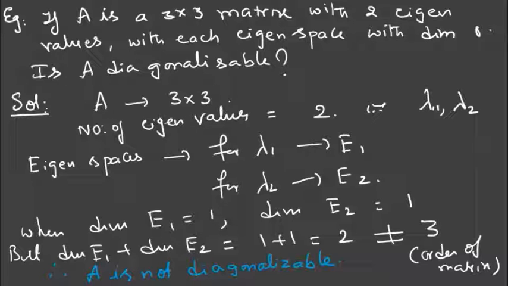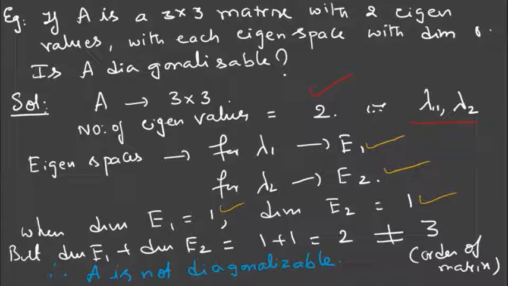So here suppose A is a matrix of order 3 by 3. How many eigenvalues are there? Number of eigenvalues is equal to 2, as given. Let us suppose that they are lambda 1 and lambda 2. And how many eigenspaces will we have? Each eigenvalue will have an eigenspace. For lambda 1, E1 is the eigenspace, for lambda 2, E2 is the eigenspace. And it is given that each eigenspace has dimension 1. So dimension E1 is equal to 1 and dimension E2 is also equal to 1.